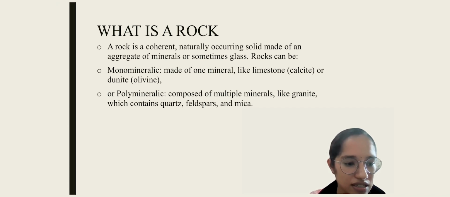And the second category is polymineralic rock, which contains multiple minerals. An example is granite, which is made up of quartz, feldspar, and mica.